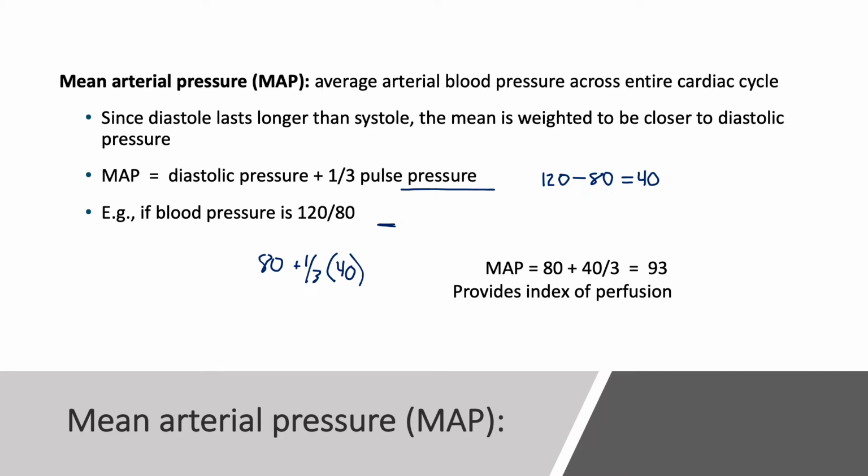And MAP is important because it gives us this index of perfusion, or how well tissues are perfused. And healthy values would be between 70 to 110 millimeters of mercury. That indicates good perfusion. And remember that perfusion is the circulation of blood through the tissues. It's how we supply the organs or tissues with the nutrients and oxygen they need. So if we have a lower mean arterial pressure, if it's less than 60, that could indicate insufficient blood flow and inadequate perfusion of tissues.